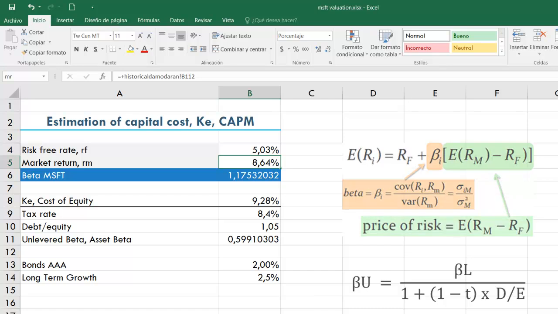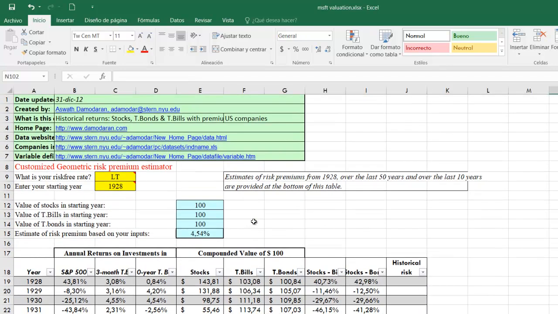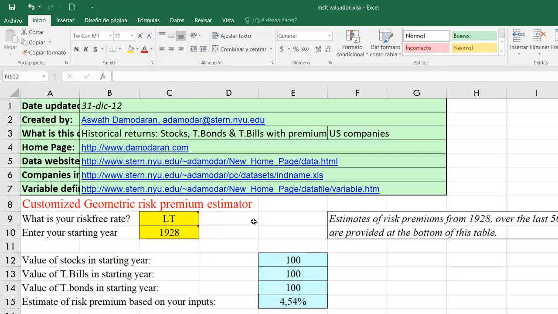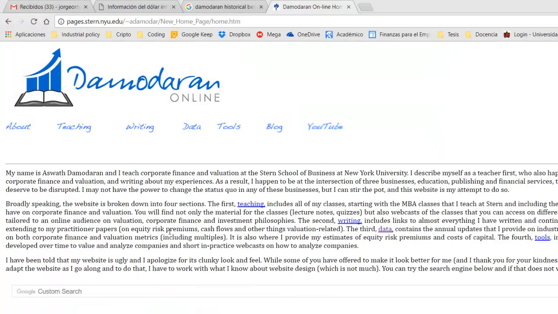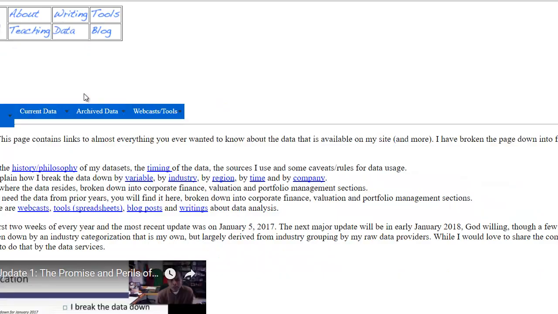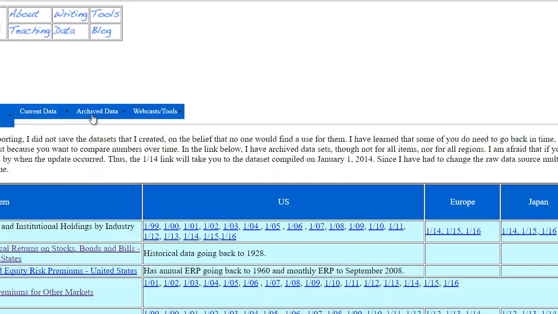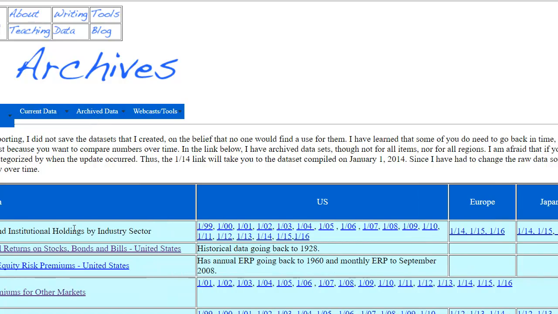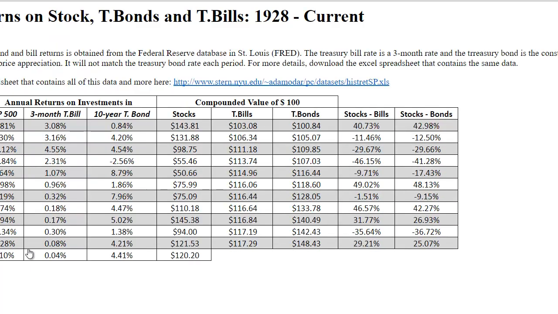We will use Damodaran's webpage for that in order to get the estimations for historical returns. This is Damodaran's webpage from the Stern School at New York University. Once you are on the web page, just click on data and then click on archive data. The first link you have says historical return on stocks. That is exactly the one we need.